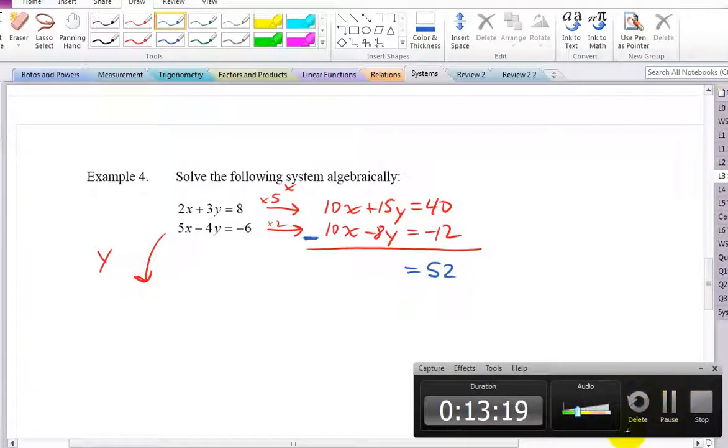Okay, so have a look up here at the red. I got my x's the same. Now be very careful with your subtraction here. Notice I got 52. Okay. You're most likely going to get a fraction as your final answer.